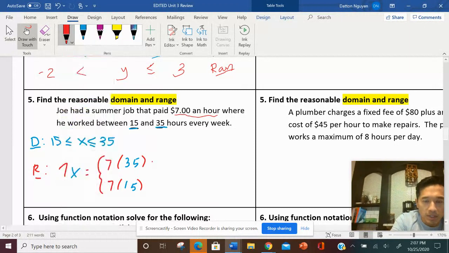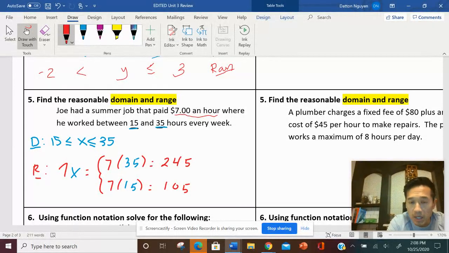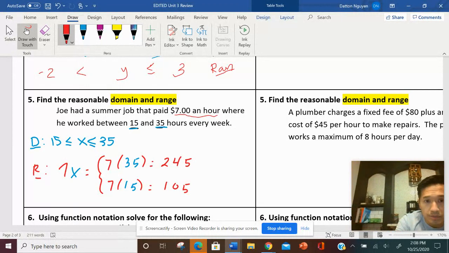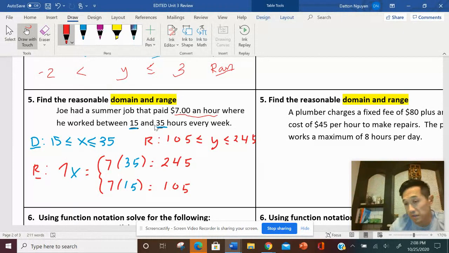So this gives me $245 that I can earn if I work 35 hours at $7 an hour. And the lowest amount is 105 if I only work for 15 hours. So my range, to simply put it, is the amount of money I can earn between $105 and equal to that, or up to, but no more than 245, because the most amount of hours I'm going to work is 35 hours.